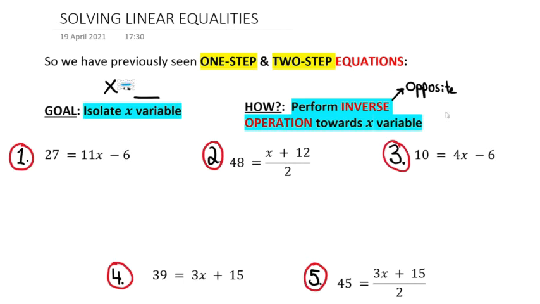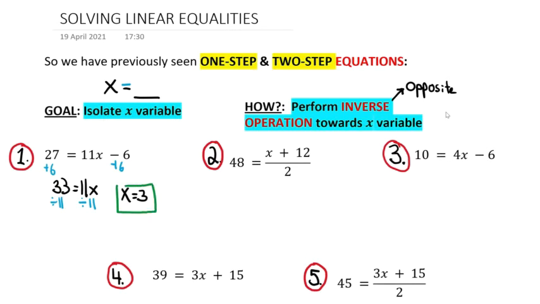So take, for example, the first one that we have here. 27 equals 11x plus 6. Plus 6 plus 6, because there is a minus. So now we have 33 equals 11x. What's going on now? There's a multiplication, 11x. So what's the opposite? Division. We will divide both sides by 11. So, final answer, x equals 3.